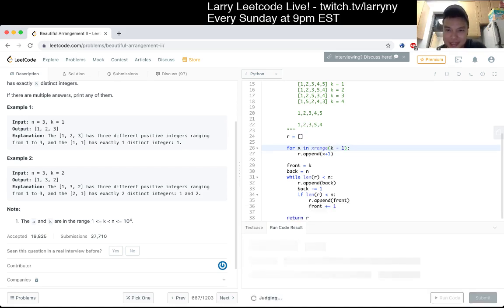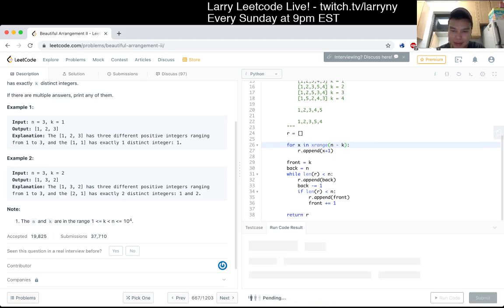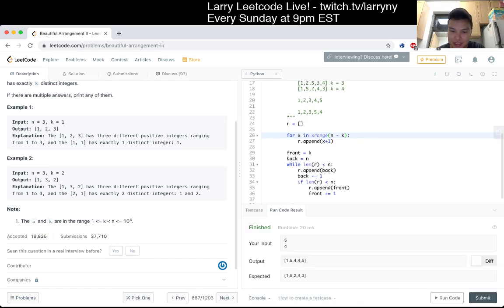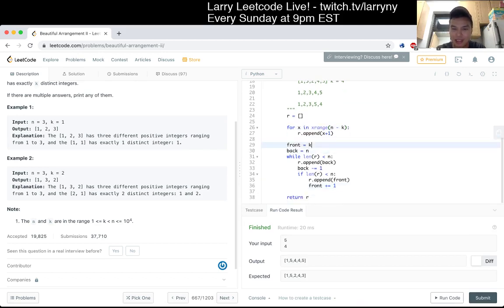But I definitely messed up some of the constants, because I want the last 4 to be jumbled. So that means I should only do n minus k. Why did I put k1 there? Maybe I just got confused. And this shouldn't be right. The first character should be right. And now this is maybe wrong, not maybe, but certainly. The front is n minus k.